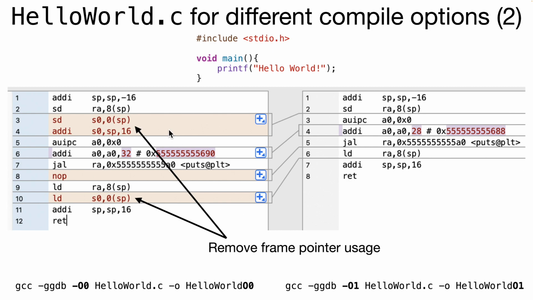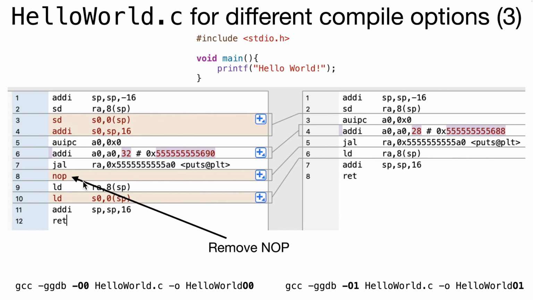So what are our first deletions? Well, this is the storage of the frame pointer to the stack and the movement of the frame pointer, and this is the reloading of the frame pointer. So optimization level 1 does not use the frame pointers, and it just gets rid of that code straight up. Additionally, we see it removing that stray NOP that we don't really know why it's there, but it doesn't need to be there, and so it is removed at optimization level 1.